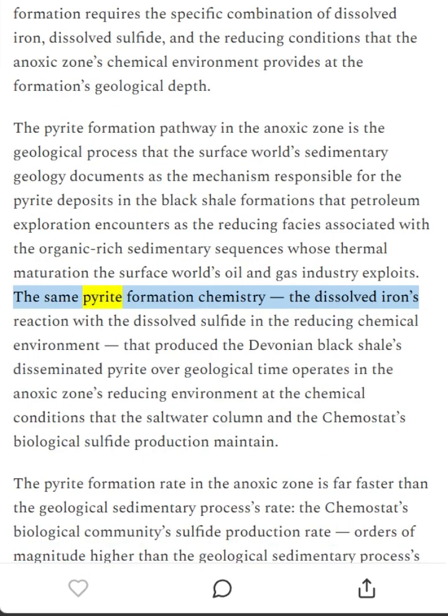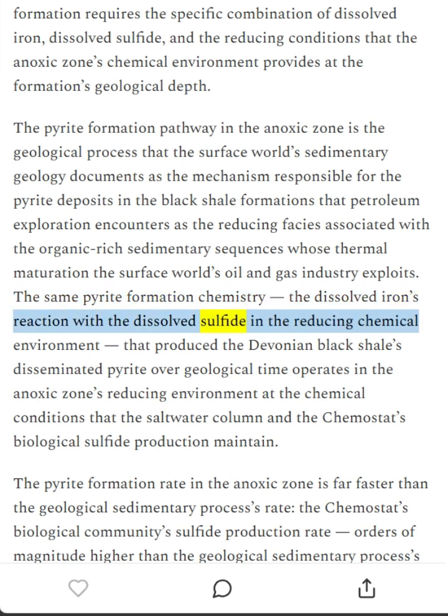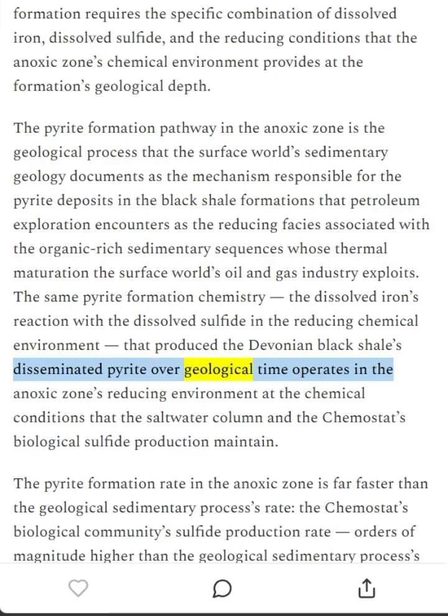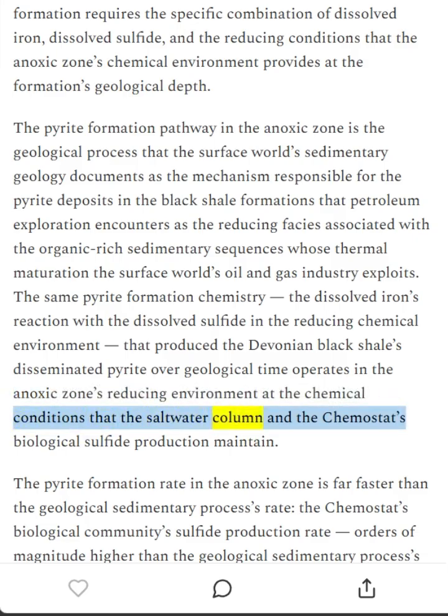The same pyrite formation chemistry, the dissolved iron's reaction with the dissolved sulfide in the reducing chemical environment that produced the Devonian black shale's disseminated pyrite over geological time, operates in the anoxic zone's reducing environment at the chemical conditions that the saltwater column and the chemostat's biological sulfide production maintain.